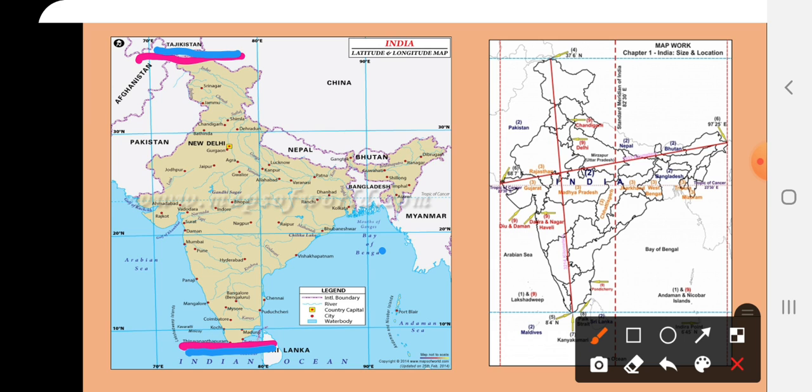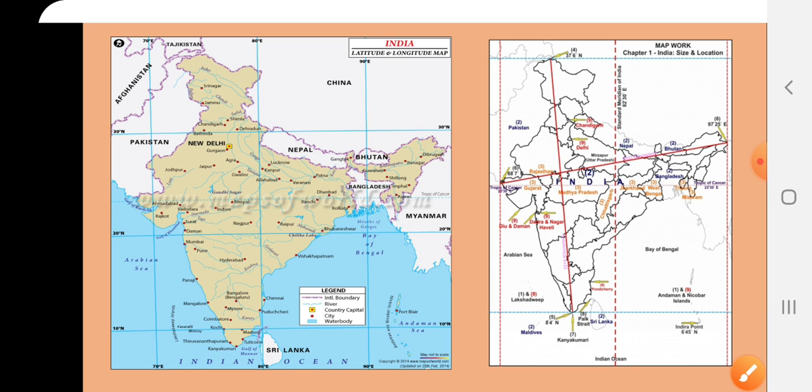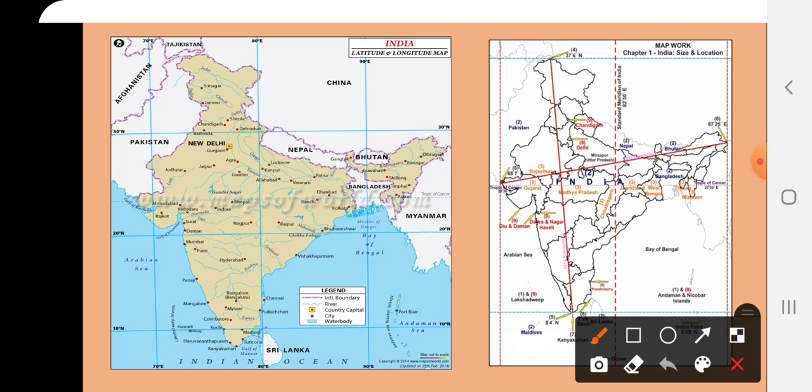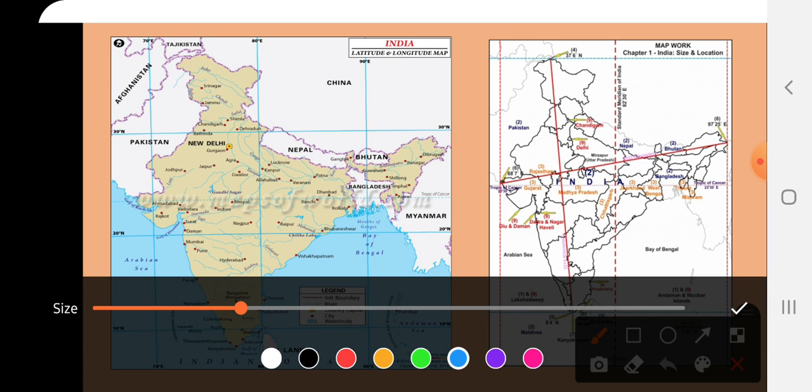Now in the same way, if I show you the longitudes, now the longitudes, let me use a color. Now longitude, if you see here, these are the two lines which are called longitudes, and this is the end part of India. Now if you see, longitude 68 degree 7 minutes east, which is that part, this one, this is 68 degrees 7 minutes east, which I have drawn with a purple line.